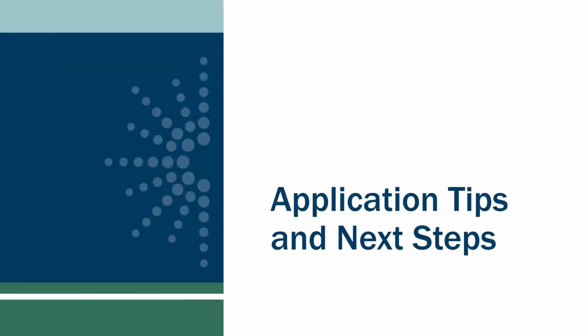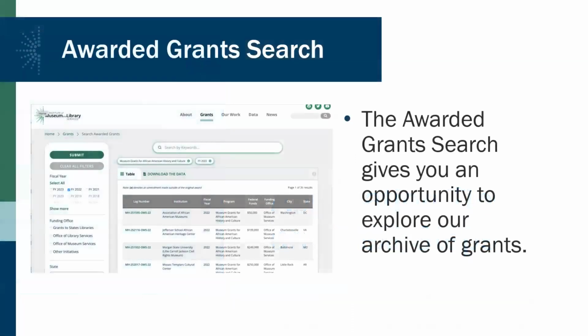In this final section of our presentation, we offer some application tips and next steps. We want to share with you the places to look for information, such as the IMLS website, where you can find the awarded grants search to learn more about the projects we have funded through the AAHC program. The awarded grants search gives you an opportunity to explore our archive of grants that we have awarded in past years using a variety of criteria, such as institution name, location, and keyword. Your search will provide basic information about the award and a brief description of the project. This can be extremely helpful as you put ideas together for your own project.